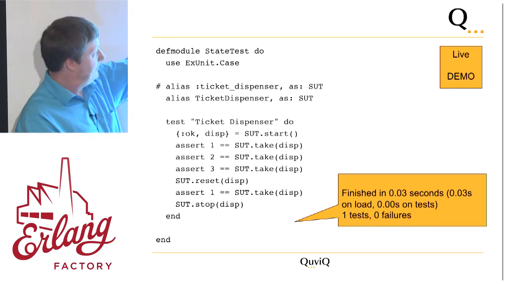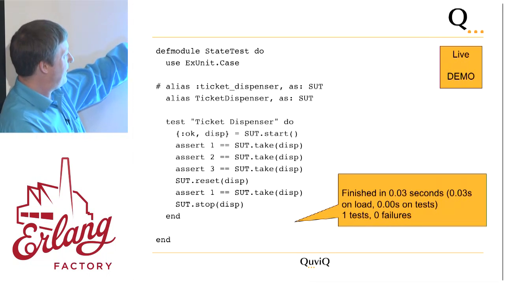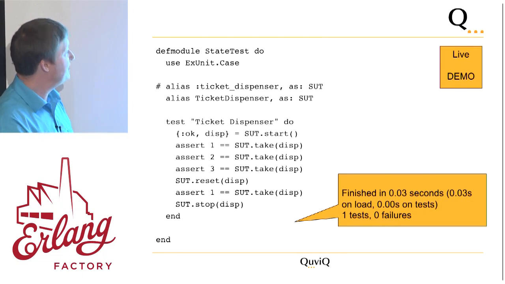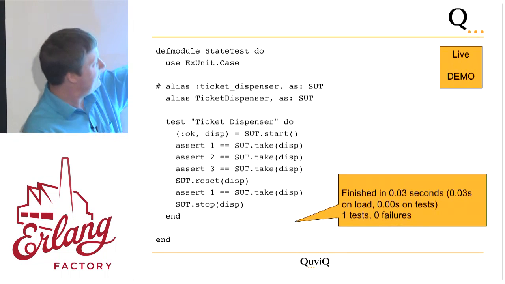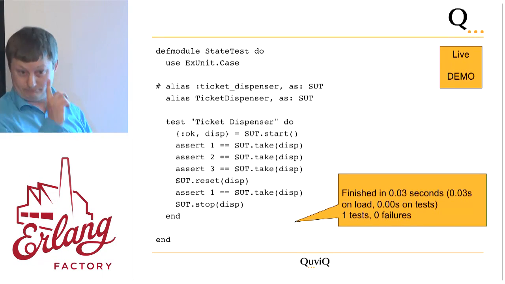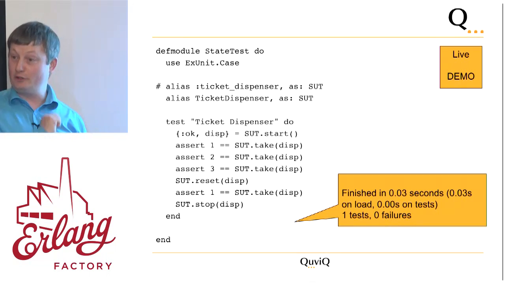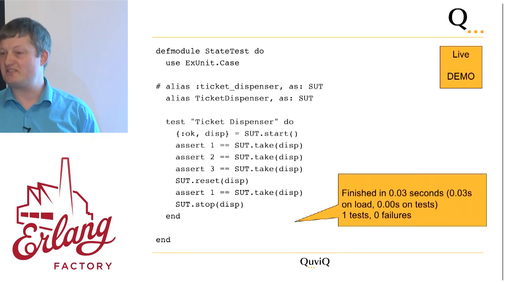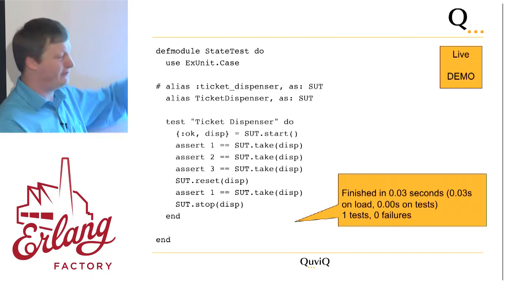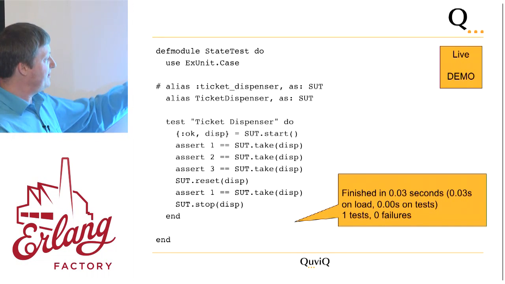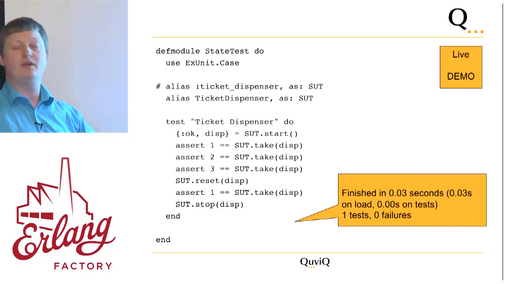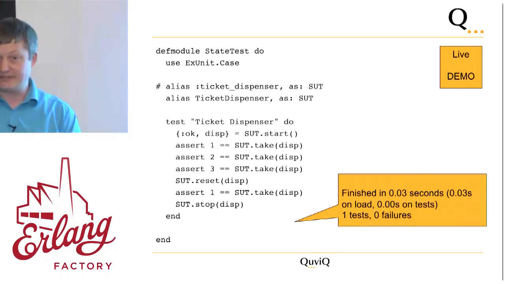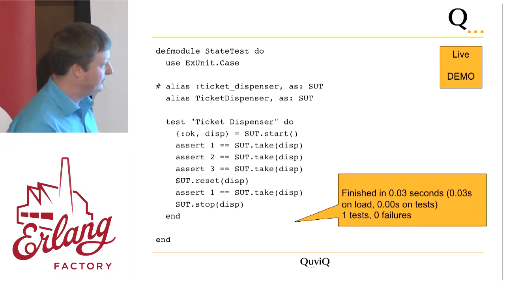So when you do start, you should get back OK, disp, that's the dispenser. You take a ticket, and it should return a 1. You take another one, it should return a 2. You take another one, it should return a 3. You haven't tested reset yet. This works fine. Let's test the reset. You reset it, and you take another ticket, you get a 1. Perfect. It works. Stop, done, test case, ready.